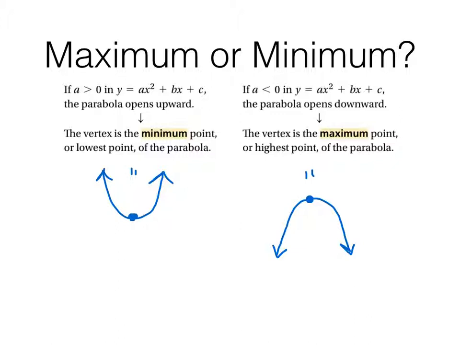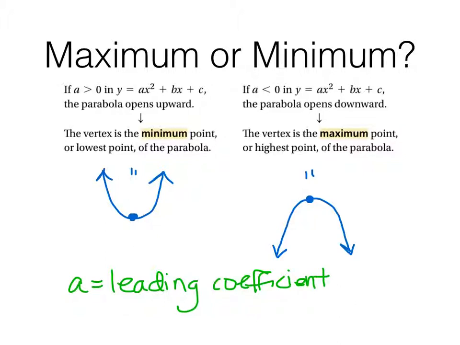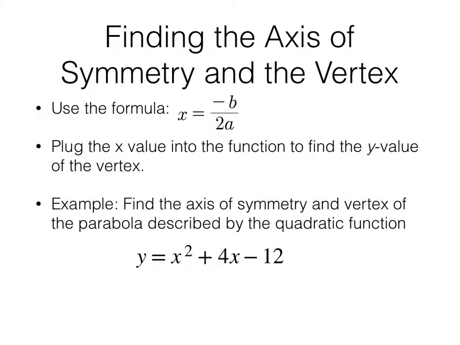Let's write that one down. That's a good one to know. The leading coefficient. A is sometimes called the leading coefficient. So if it's positive, you get a happy parabola, opens up, minimum value for the vertex. If the leading coefficient is negative, you get a sad parabola, opens downward, has a maximum point for the vertex.